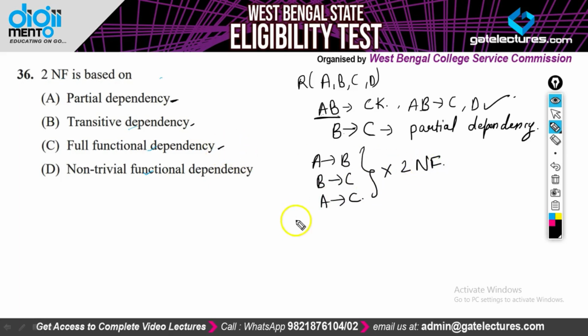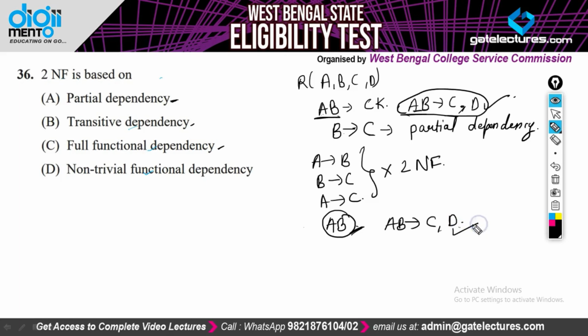Now the third one is full functional dependency. Full functional dependency means this: only the candidate key gives our other attributes, and they do not break the partnership. If A, B combined is our candidate key, they should not break the partnership, and combined they should give the other attributes. Then it is full functional dependency, and yes, our second normal form is based on full functional dependency.